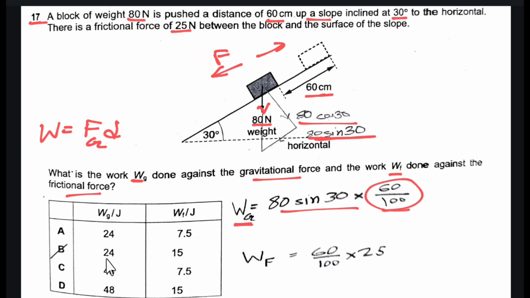against gravitational force is 24 joules, and the work done against friction. So what would be the work done against friction? We have been given the frictional force, and we know that the work done is equal to force times distance moved in the direction of the force. So the distance is 60 centimeter. We have to divide this value by 100, and we get the work against friction as 15. So the answer would be B.